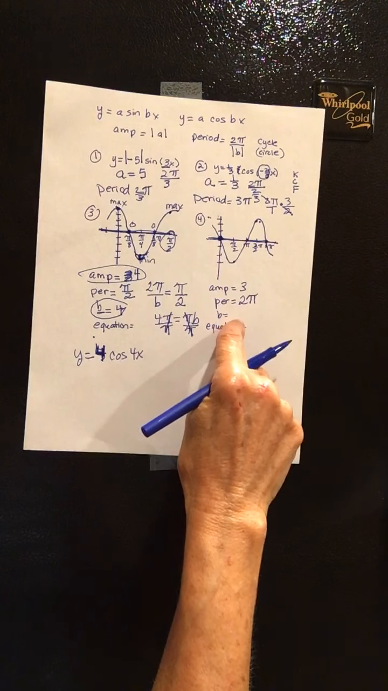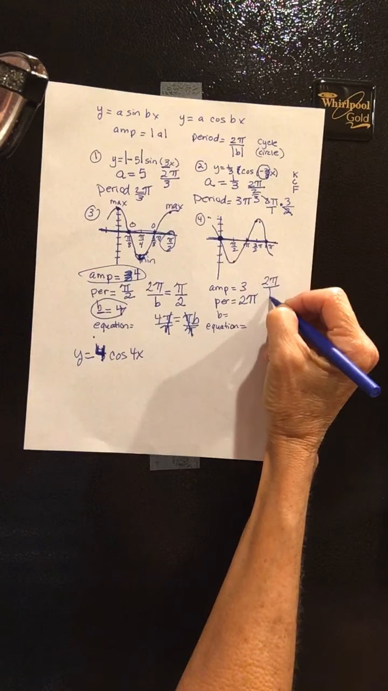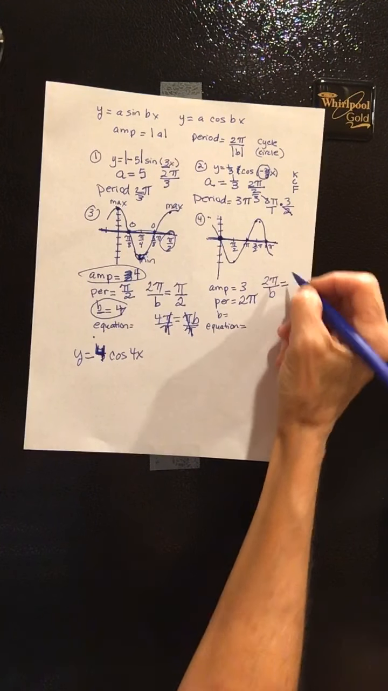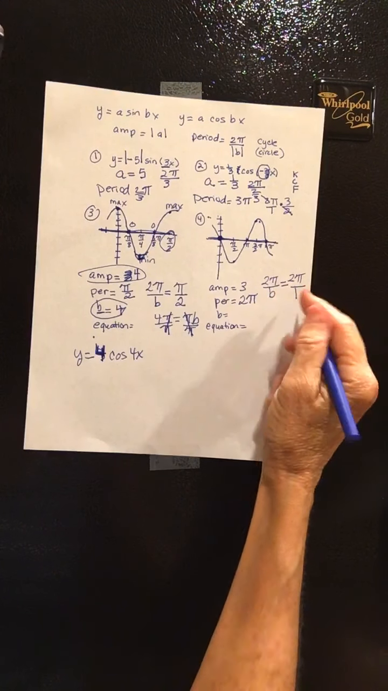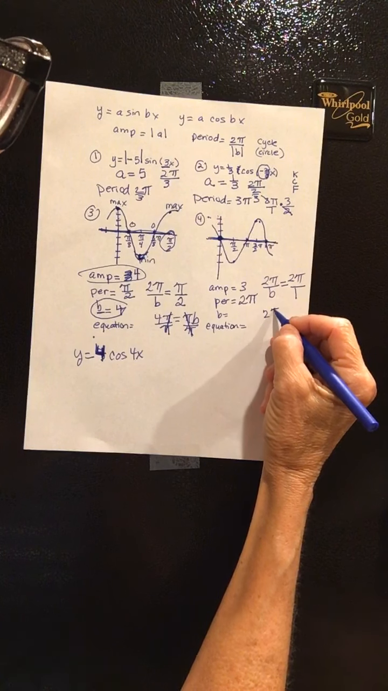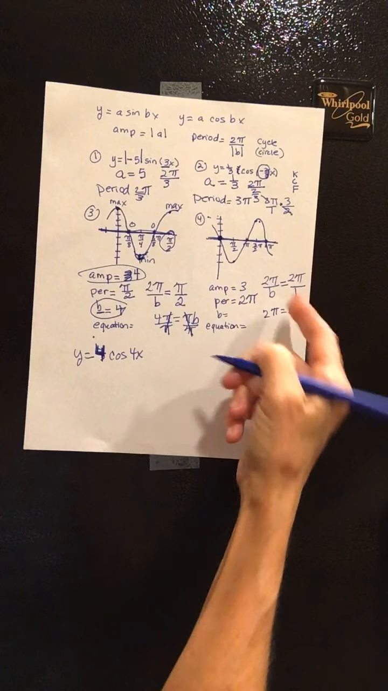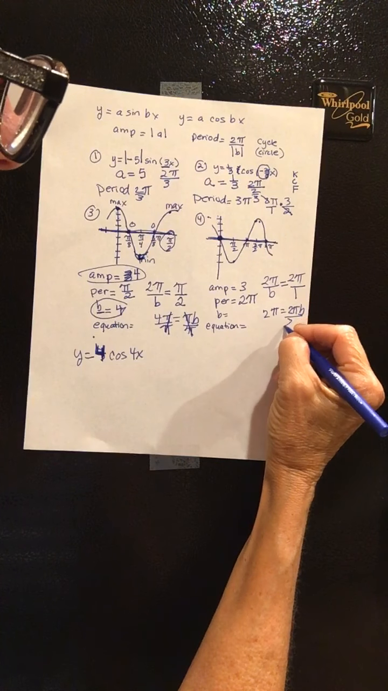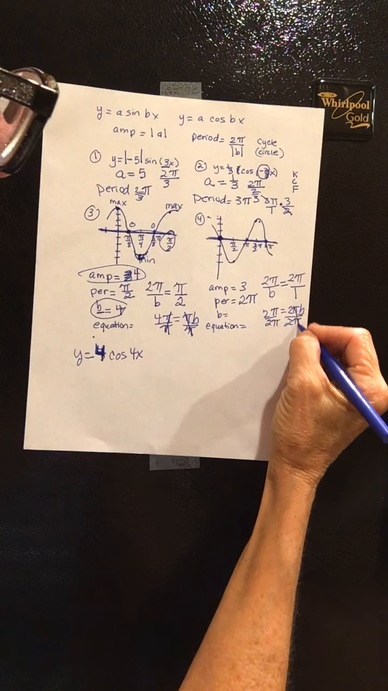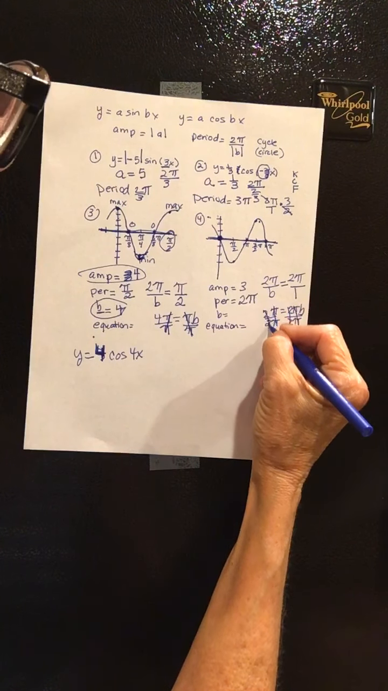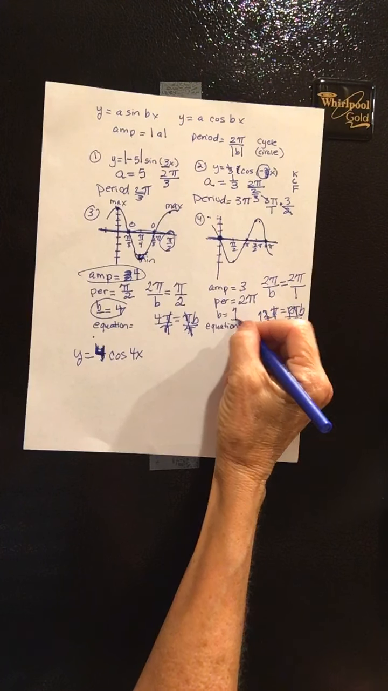Now to find our B, remember the formula? It's 2 pi over B equals our period, which is 2 pi, and I'll go ahead and put it over 1. Let's crisscross multiply. So I get 2 pi equals 2 pi B. To get B by itself, we'll divide by 2 pi. Well, looky there, everything cancels out. That equals 1, so my B equals 1.